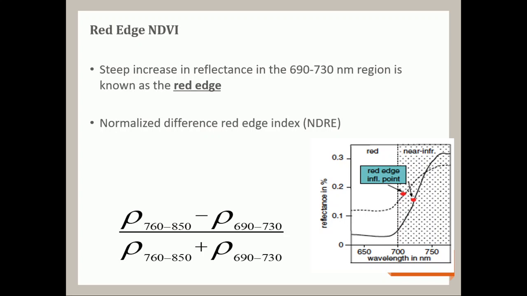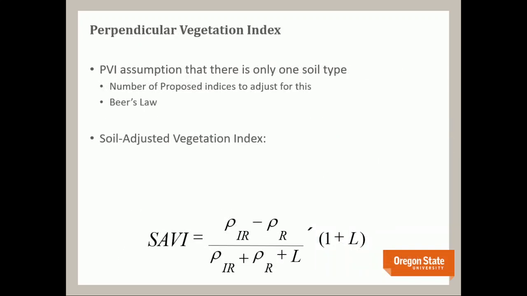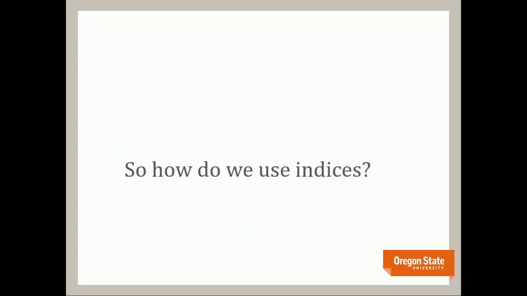The normalized difference red edge index is presented here in the equation. Perpendicular vegetation index (PVI) assumes that there is only one soil type. A number of indices have been proposed to adjust for this, following Beer's law. Soil adjusted vegetation index: near infrared minus red over near infrared plus red plus L, times one plus L.